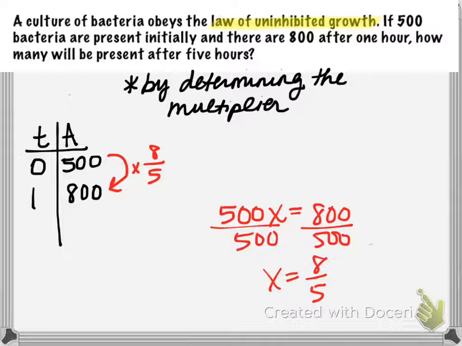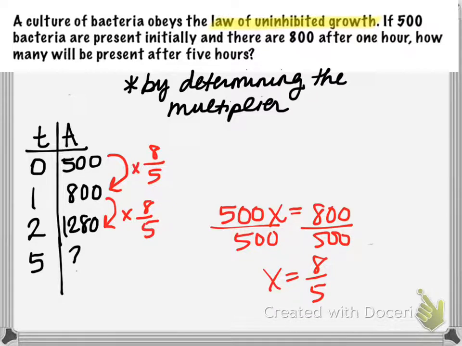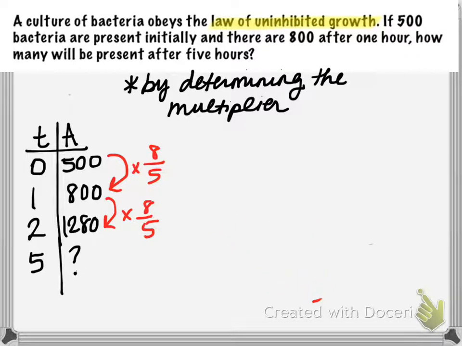And if we wanted to then continue that, we certainly could. If we wanted to know, okay, how many do we have after 2 hours, well, we would multiply again. We would take 800 and we would multiply it by 8/5, which will give us 1,280 bacteria. So if we're asked to find how many we have after 5 hours, we certainly could just continue multiplying repeatedly by 8/5 until we eventually got to t equals 5. But that's not going to be a very efficient method, especially if the problem asks you for a much larger value of time.